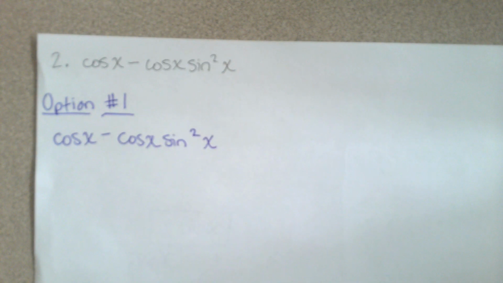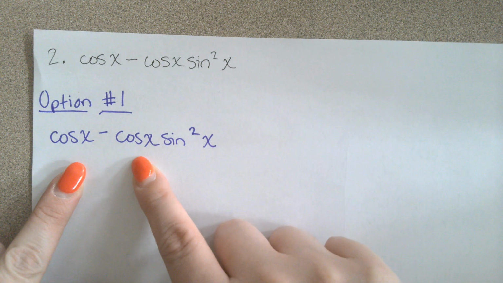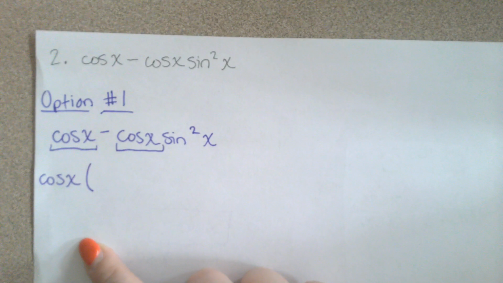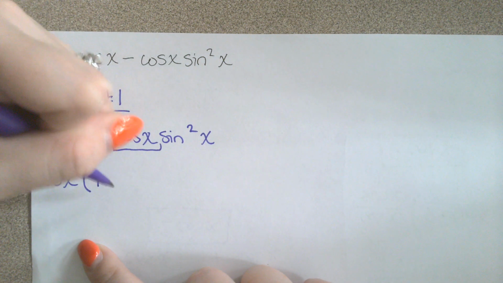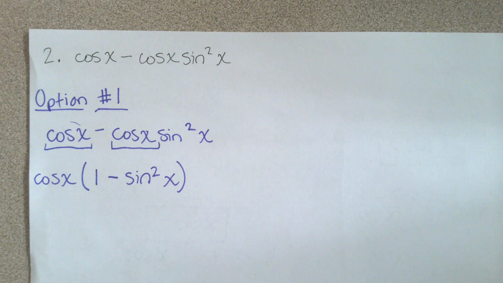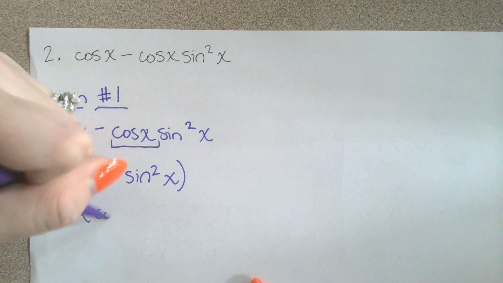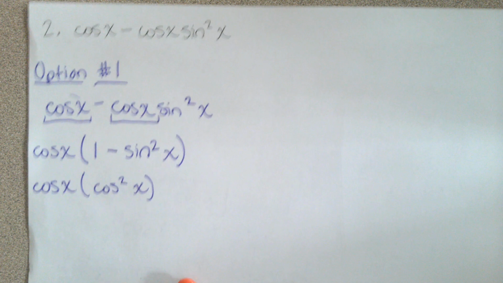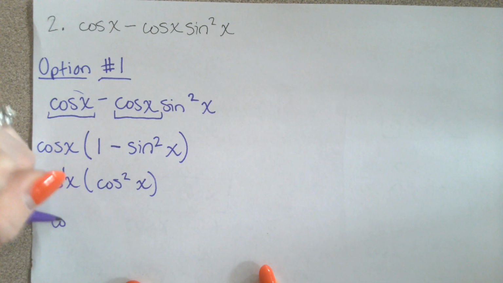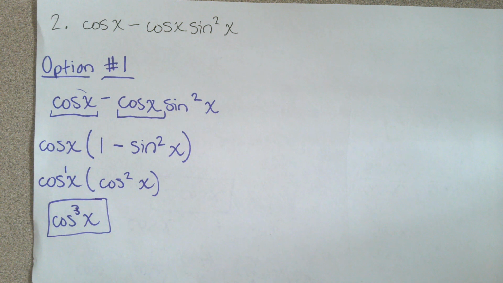So when I look at this, automatically I notice that I have a GCF here. I've got my 2 terms. They both have cosine, so I can take a cosine out of there, factor it out. What's left? Cosine divided by cosine is just 1, minus, this disappears, so I just have sine squared x left. And then 1 minus sine squared, you should recognize that as a Pythagorean identity. It's equal to cosine squared x. And then cosine times cosine squared, remember, that's going to be like adding exponents. That's going to get us cosine cubed x. So that's one way to do it.